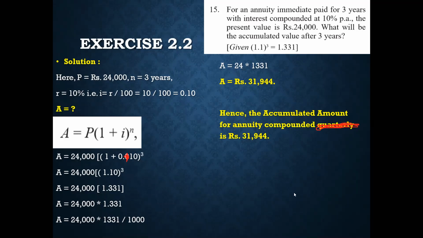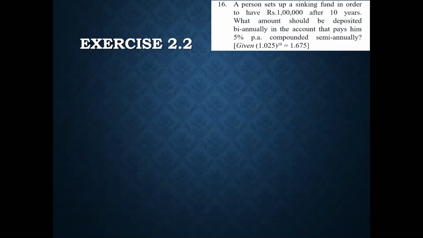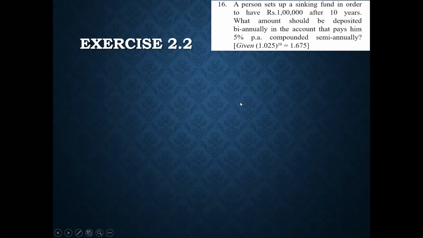All right, so moving forward with the next sum, and the last sum you can say, most probably of this particular session today. The question is like this: a person sets up a sinking fund in order to have 1 lakh after 10 years. What amount should be deposited biannually in the account that pays him 5% per annum compounded semi-annually?